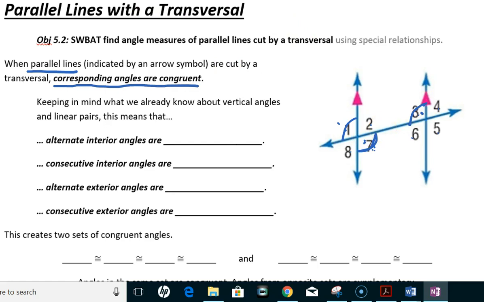Similarly, we know that angle 2 and angle 4 are congruent corresponding angles. Well, I also know that angle 4 is congruent to angle 6 because they're vertical angles. So it follows that angle 2 is congruent to angle 6. So if the lines cut by the transversal are parallel, the alternate interior angles are congruent.